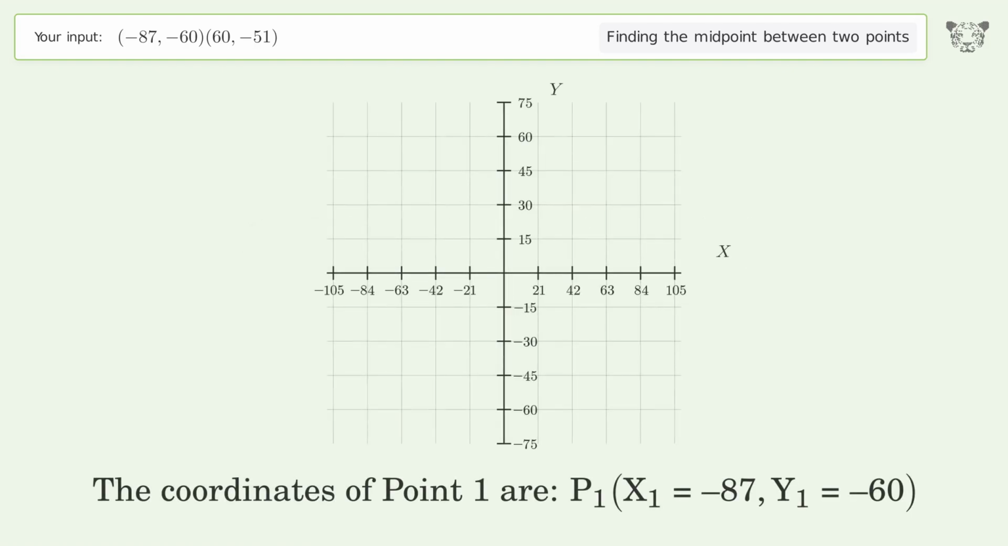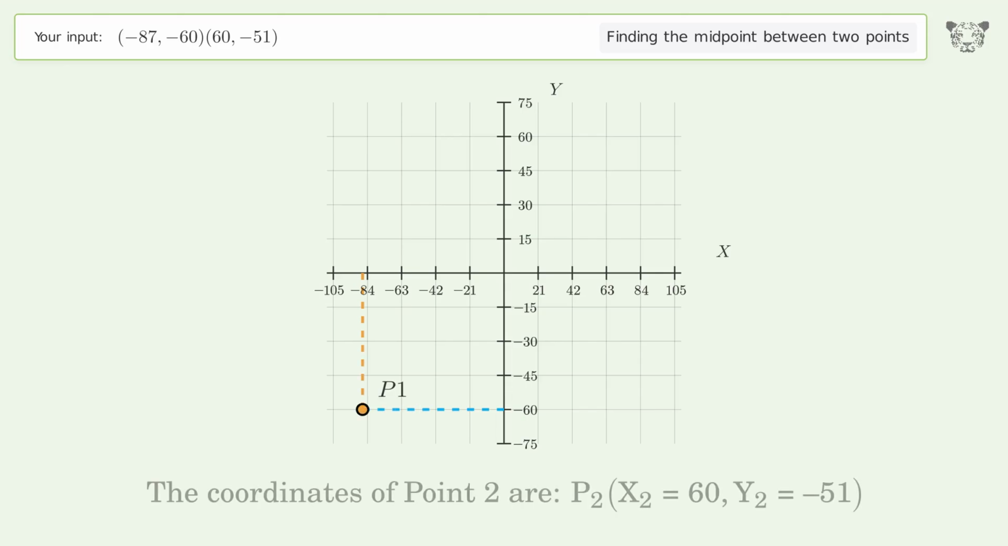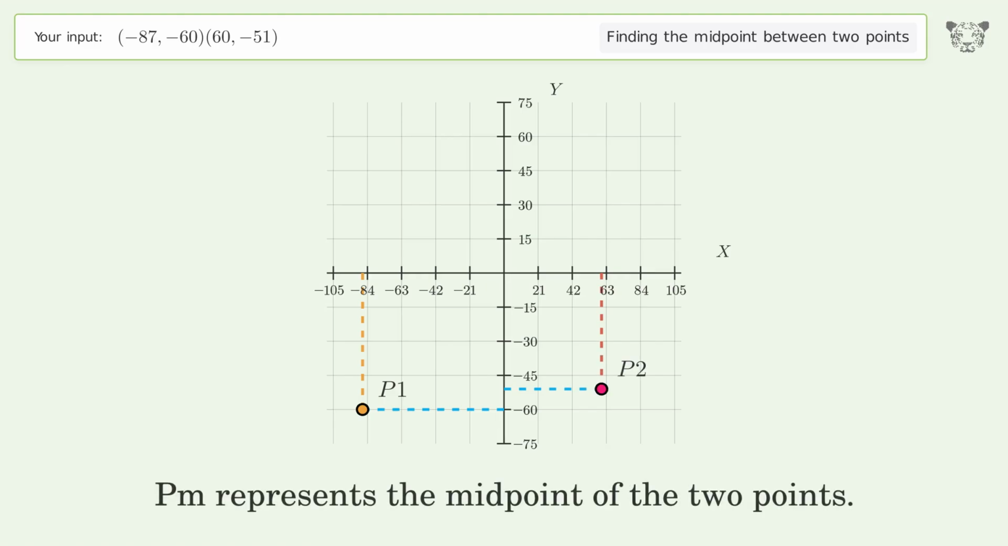The coordinates of point 1 are, x1 equals negative 87, y1 equals negative 60. The coordinates of point 2 are, x2 equals 60, y2 equals negative 51. PM represents the midpoint of the 2 points.